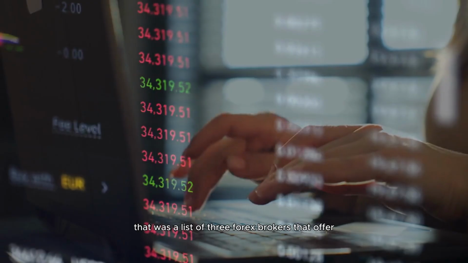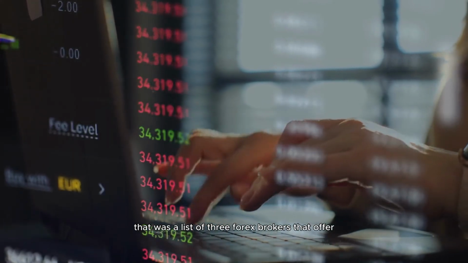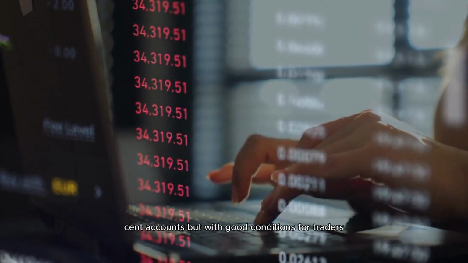So that was a list of 3 Forex brokers that offer cent accounts with good conditions for traders.